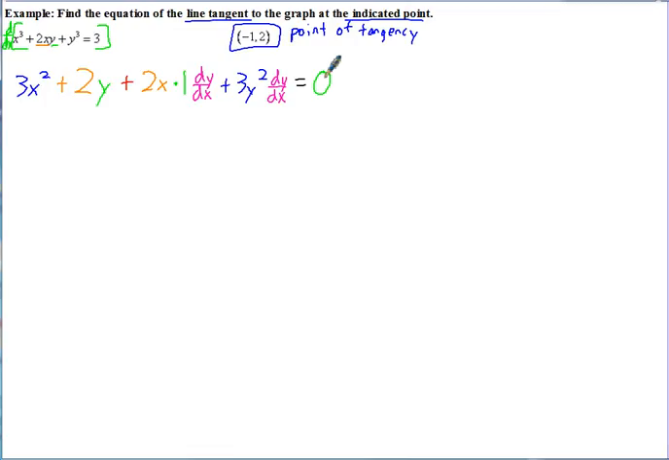So now we want all the terms that have dy/dx on one side, all the terms that don't have dy/dx on the other side, and solve for it. But notice the two terms that have dy/dx are already on the left side. So all we have to do is move the other terms that don't have dy/dx to the right side. So we can subtract the 3x squared and subtract the 2y over to the right. And once these terms are gone, the remaining terms have dy/dx, so we can now factor the dy/dx out of those two terms.